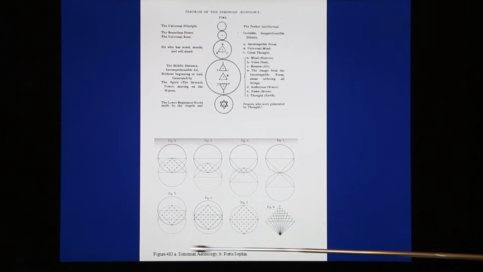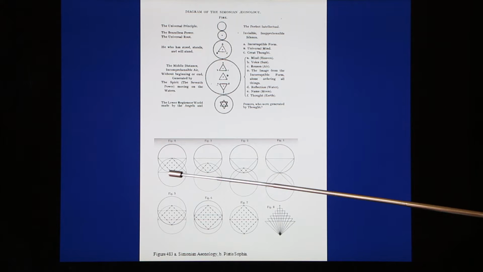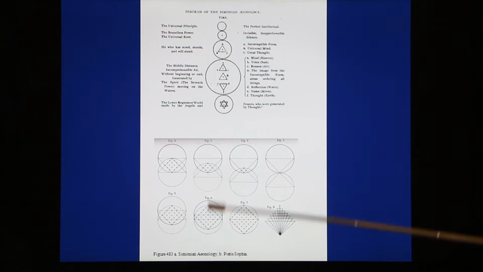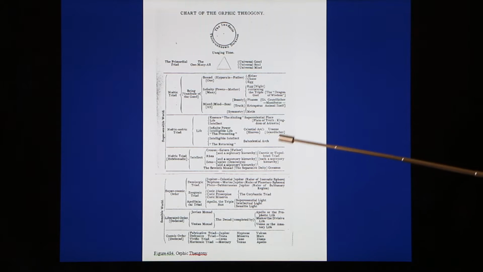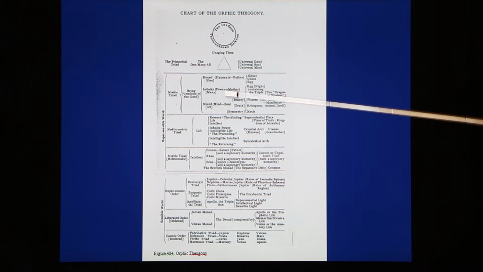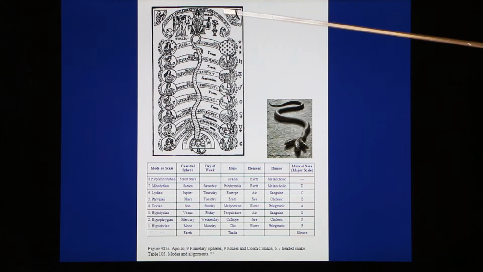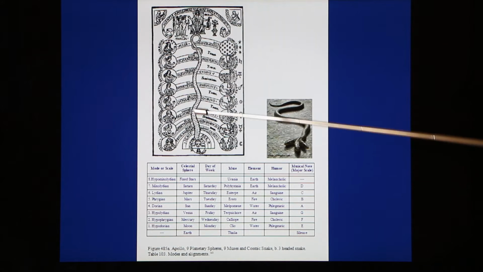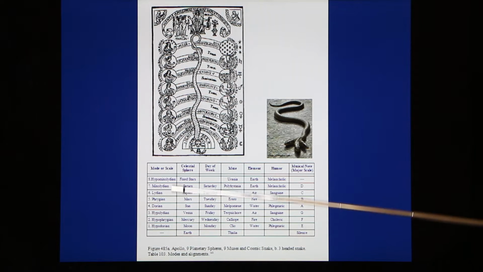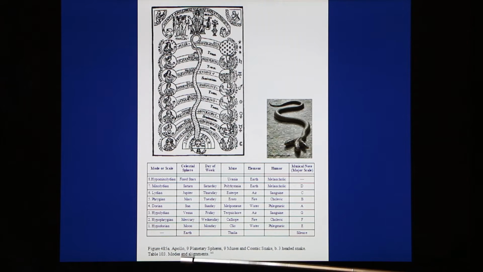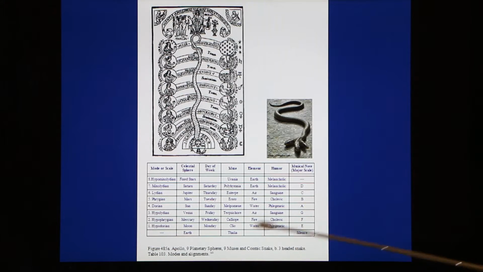Or I can do a geometrical version like this, where I link it up with that figurative geometry that I told you about in an earlier lecture. Or I can do the chart of the Orphic theogony, where I combine this now with words. Or I can take the 7 planets, have this enormous snake, and now link this with 8 modes or scales of music, 8 celestial spheres, 7 days, the muses, the elements, the humors, and even the notes.